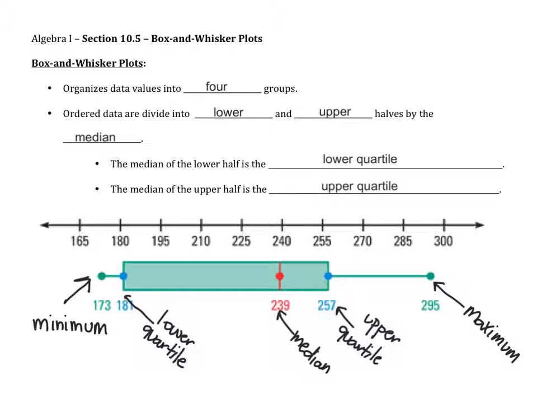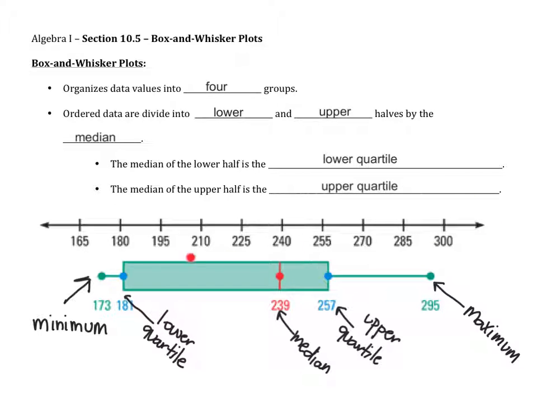So one more time, you'll start by putting your data in order. Find the median, that's the middle of your box. Then you're going to find the middle of the lower half, that's the lower quartile or the end of the box over here. Then you're going to find the middle of the upper half, which is the end of the box on this side. Draw the box around that and draw whiskers to the minimum and maximum numbers.